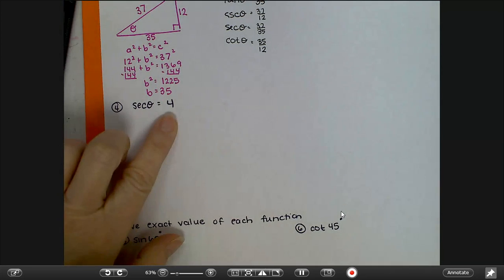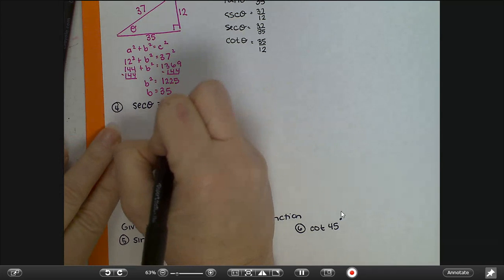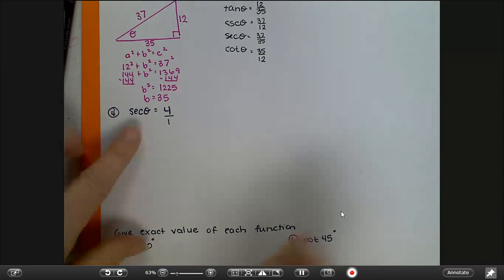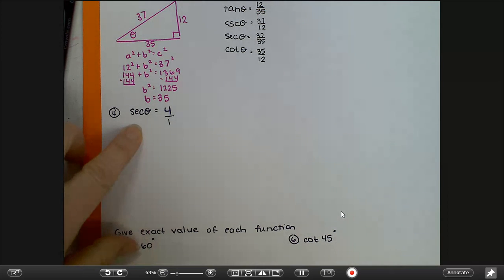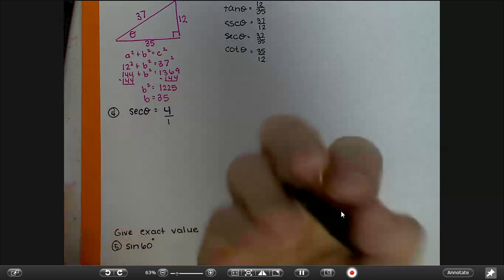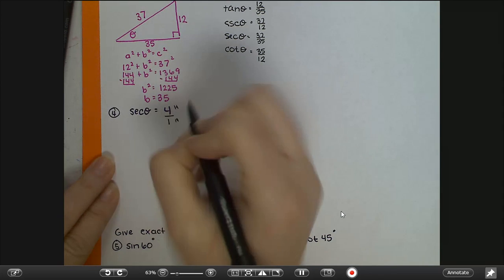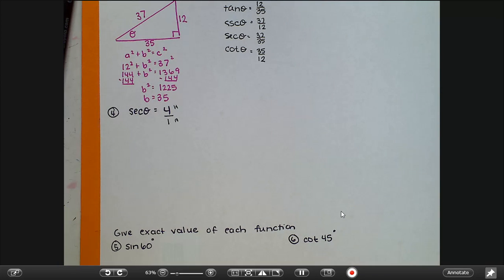This is only one number, but we know when we have a fraction or a whole number that it really is over 1, right? And so remember, secant is the reciprocal of cosine. Yes, cosine. And so that means this is hypotenuse over adjacent. So I want you to go ahead and draw a right triangle. I want you to label the sides, find the missing side, and then go through all 6 trig functions.